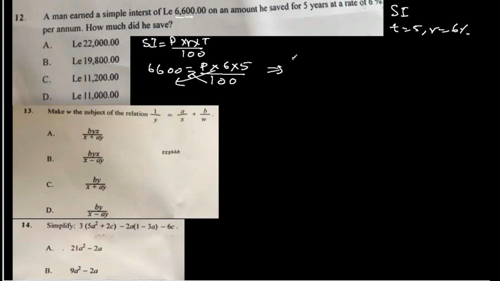So P is left on the right side, which I will swap their places. 6,600 times 100 over 30. So this 0 can cancel with this 0. 3, 22, 1, 0. So 2,200 times 10 is 22,000. So A, 22,000 was saved, on which the person got an interest of 6,600.